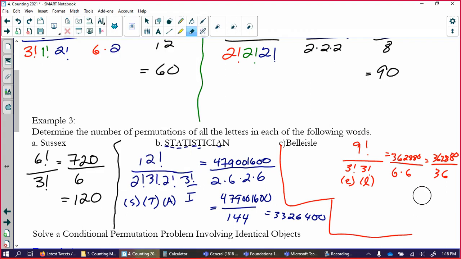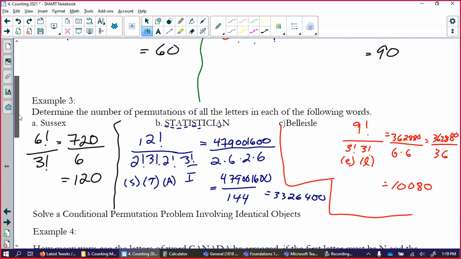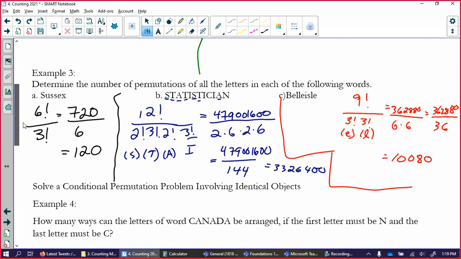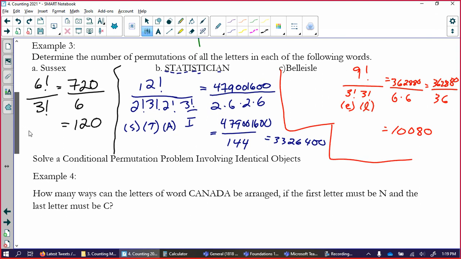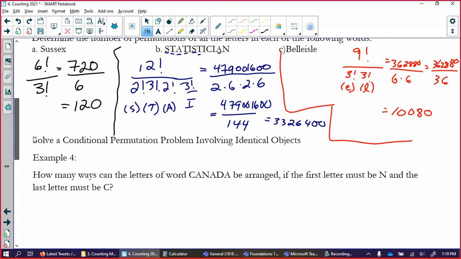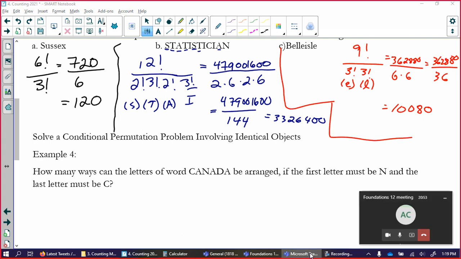$10,000. Well, I think that's what it was. Whoops. 10,080, not 10,800. So these are ones where, yeah, the final answer is important, but if you understand where we're going with those, then I trust you, most of you can use a calculator. Some of you maybe not.